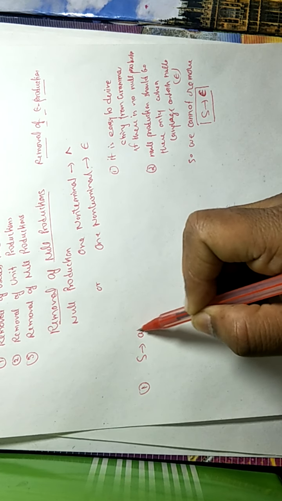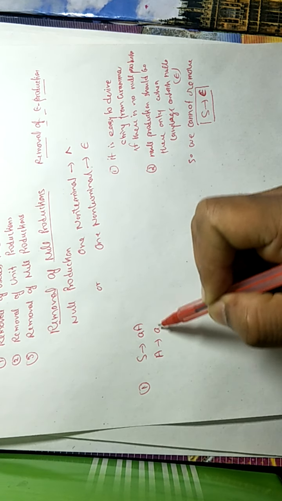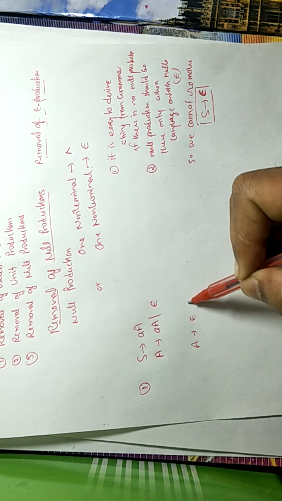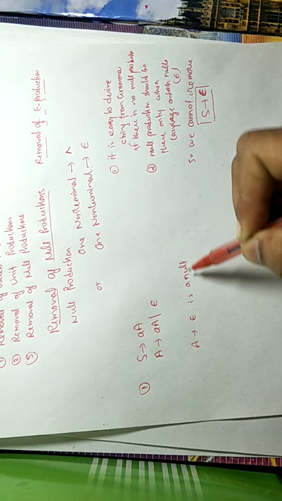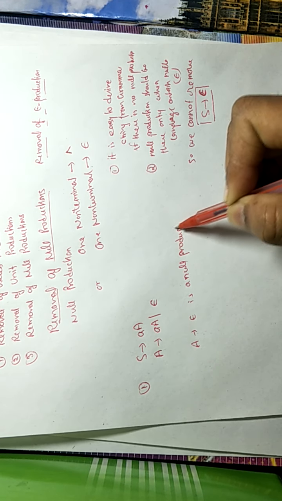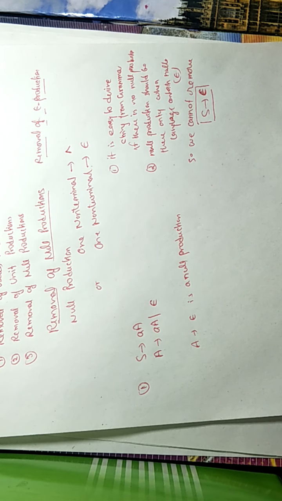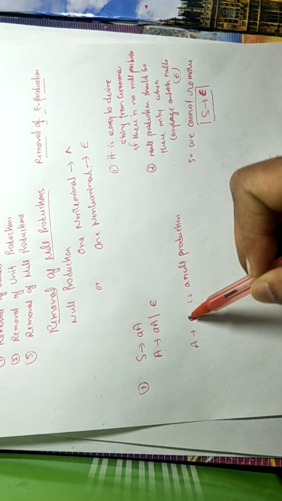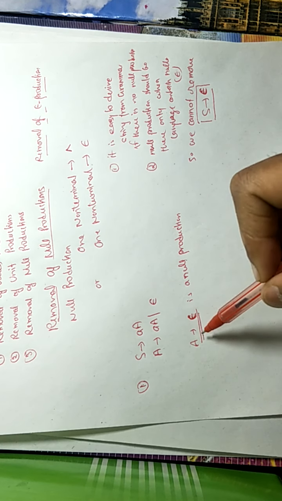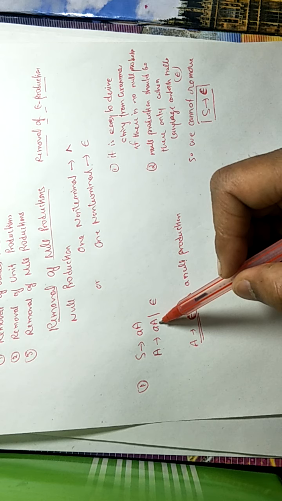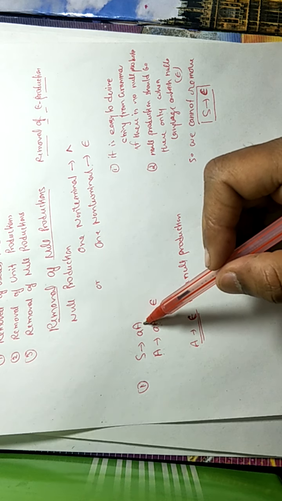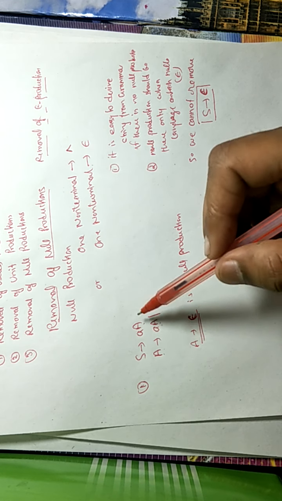So let us look at the examples. Suppose we have a grammar like that, and A tends to epsilon is a null production, and we want to remove it, and the language should remain the same. So we need to look carefully where A tends to epsilon can be used. A tends to epsilon can be used at this place. We can get A tends to a, and A tends to epsilon can be used at this place. We can get S tends to a.